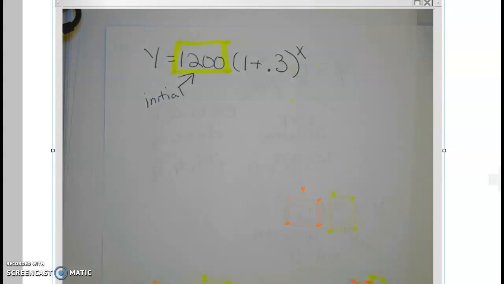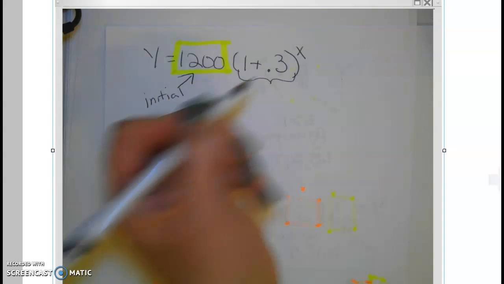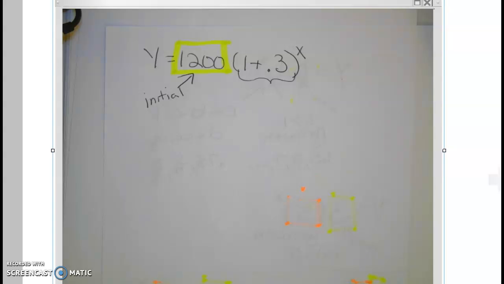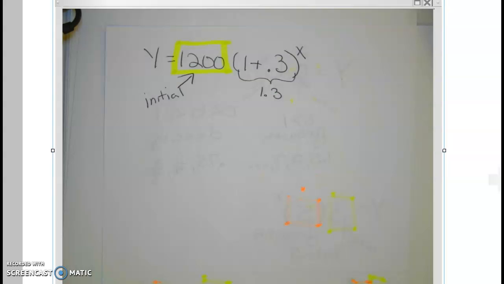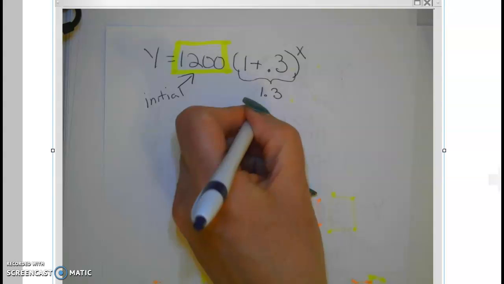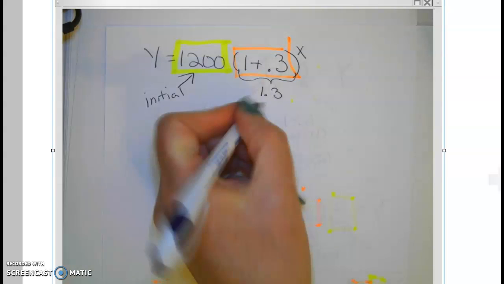Now, my next question is, is this growth or decay? When I take this number and I add it or subtract it, we'll show you in a second together, what do I end up with? 1.3. Well, 1.3 is greater than 1, right? So if it's greater than 1, I didn't orange it for you. If it is greater than 1, then this is growth.